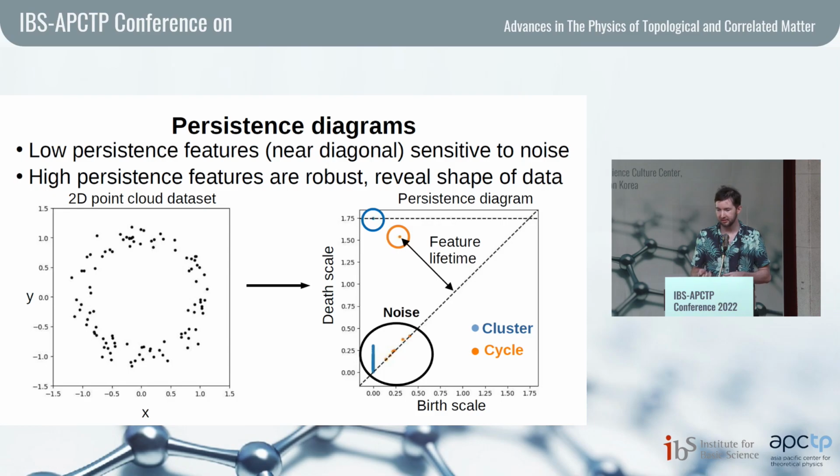So you notice a few things here. In the persistence diagram, the features at the top left are features which persist over a wide range of length scales. These are typically the most robust to noise and perturbations, and they typically capture the overall shape of the data. And so in this example, we have one cluster and one cycle, which indeed matches what we see.